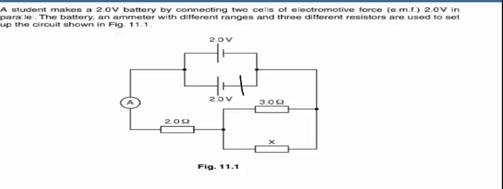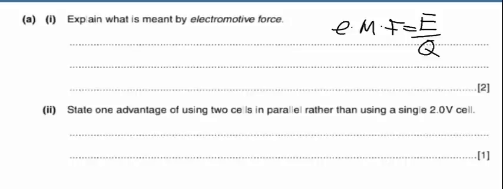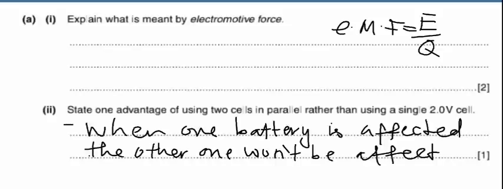Suppose I cut here. What is going to happen to the circuit? Nothing is going to happen to the circuit because we have also the extra one here. Okay. So in short here, they're just asking you the importance of us using these two cells instead of just using one. So I'm just going to say, when one battery is affected, the other one won't be affected. Let's see the next one.